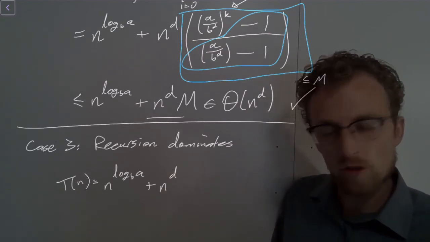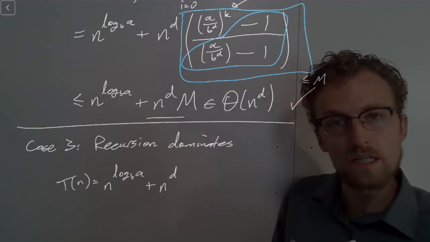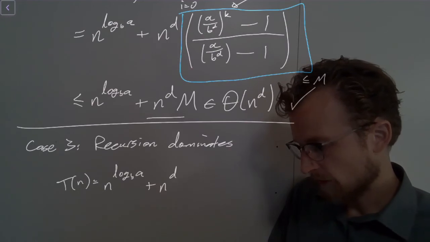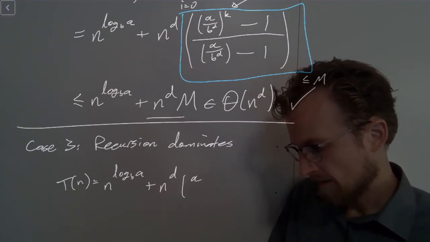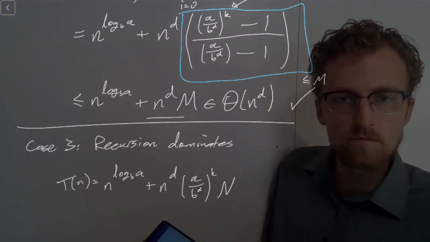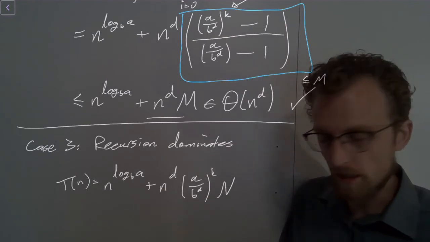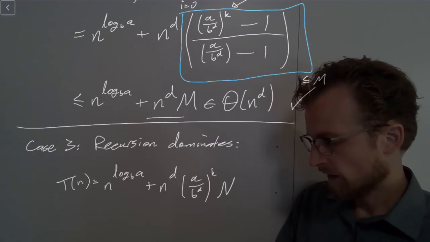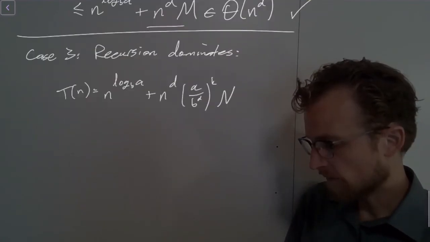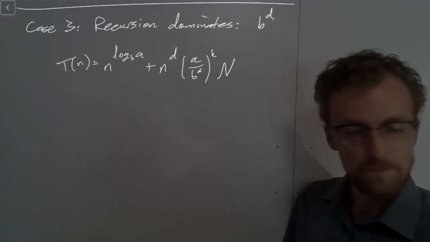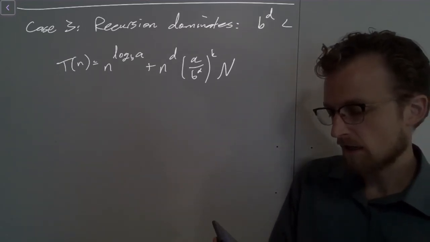I'll just show this a over b to the d to the k as the function that we care about. Okay, so this is equal to a over b to the d to the power of k times some constant, right? Times something that isn't going to be relevant to our analysis. Okay, so what does it mean for the recursion to dominate? Well, in the recursion dominant case, we have the following condition. We have b to the d now is actually less than a.